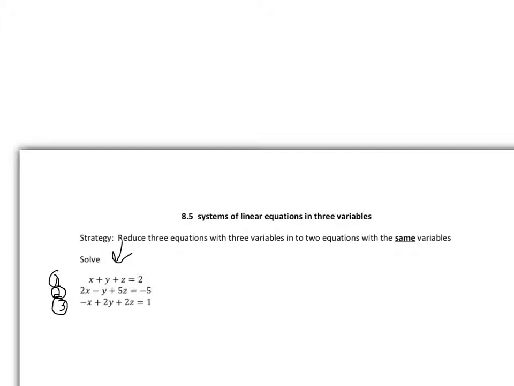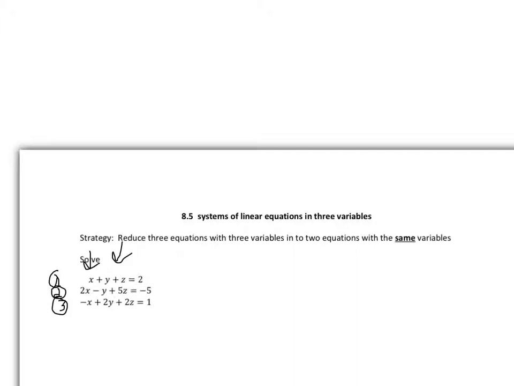So if we just look at the x's here, we have an x, a 2x, and a negative x. The x's look pretty good, like we could eliminate those with not too much trouble. The y's, we have a y, a negative y, and a 2y. The y's don't look bad either. The z's, a z, a 5z, and a 2z, are probably the hardest ones to get rid of, so just choose either the x's or y's and eliminate them.